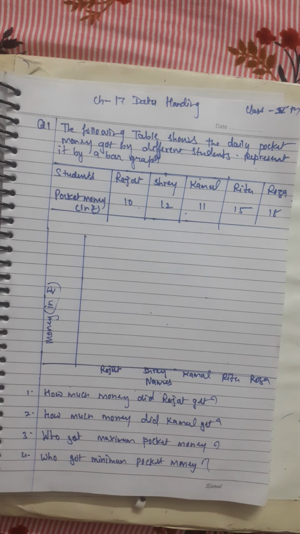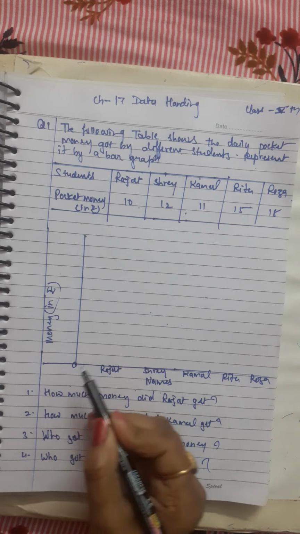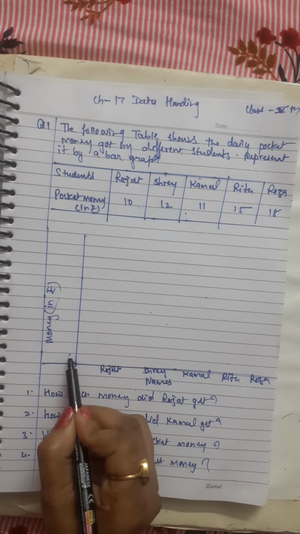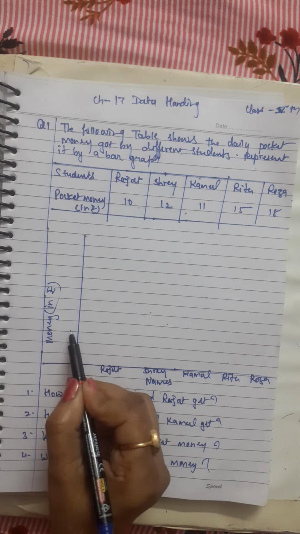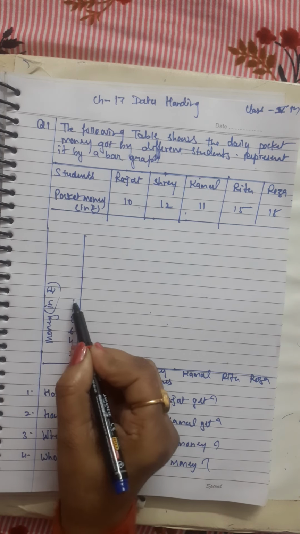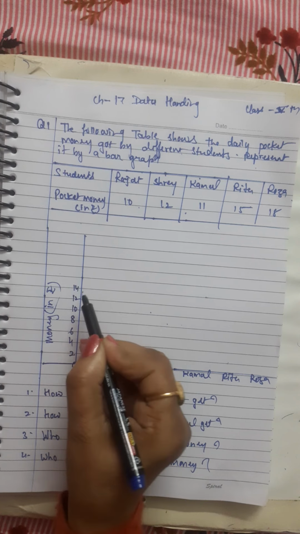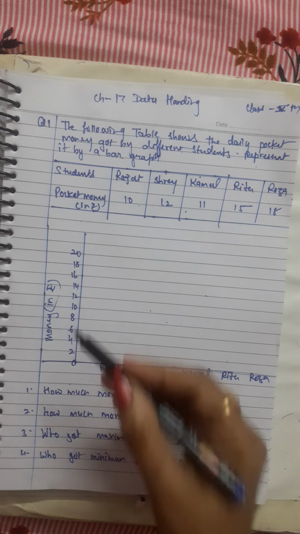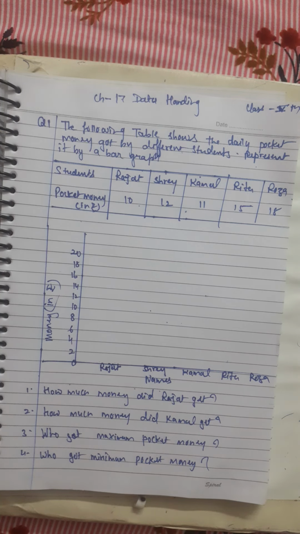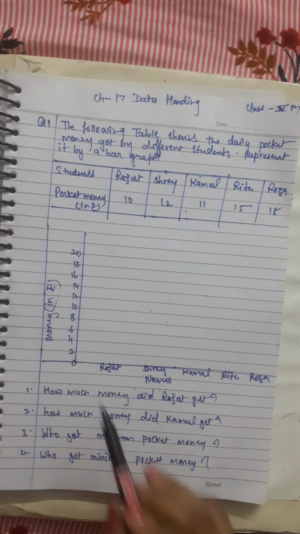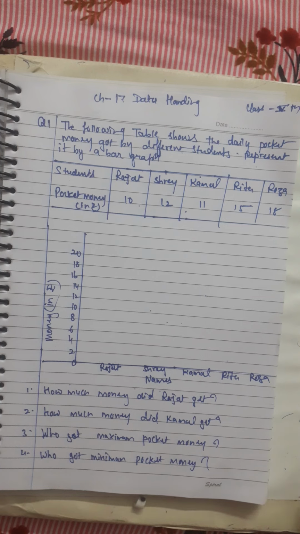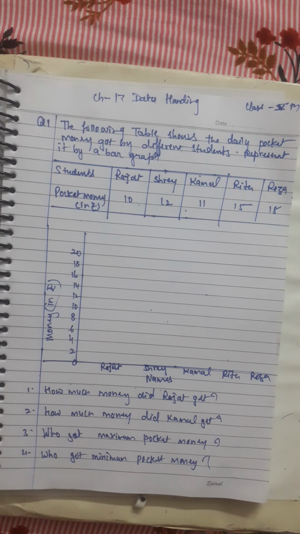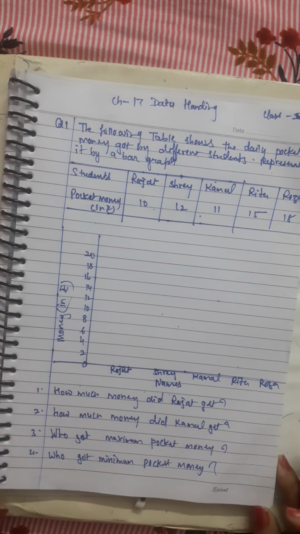So here we will write pocket money in rupees. We will start from 0 and we will write in a difference of 2. Here we will write 2, then 4, 6, 8, 10, 12, 14, 16, 18, 20. We are not writing in a gap of 1 because there is not enough space, so we are writing in a difference of 2, and these are the money they got from their parents as pocket money, and these are the names of the students, and we have to make a bar graph for the given data as given in the question.